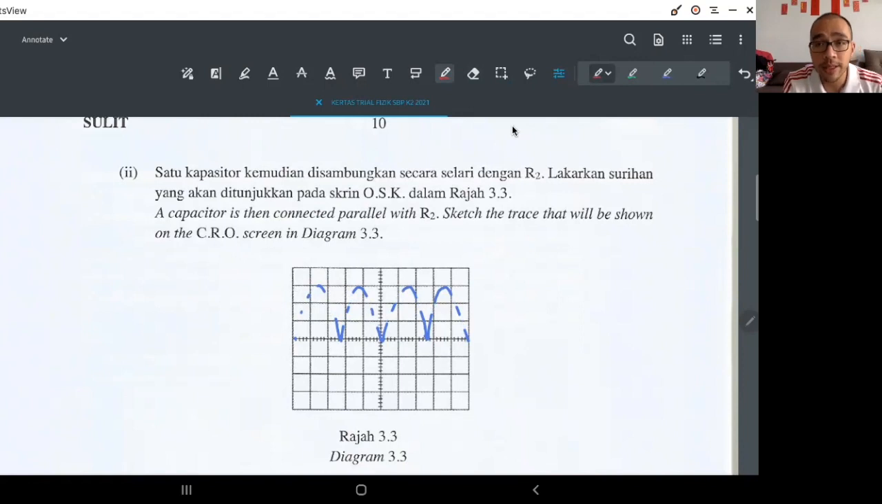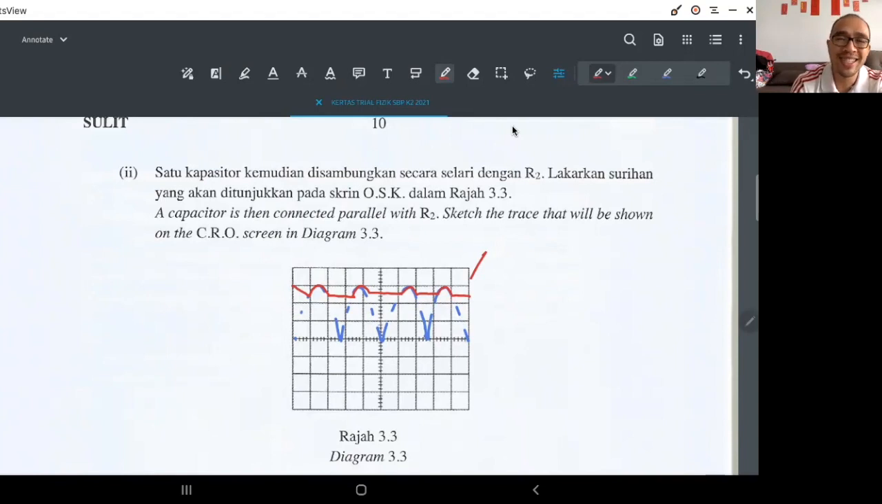Okay, hold on, it's coming. The red color sign is coming in a while. So this is what I will draw. Okay, so the blue one represents the original full wave rectification. The red one represents after you put the capacitor. Okay, and how do I get this pattern? How do I get this pattern is if I connect a capacitor like this, parallel to R2.